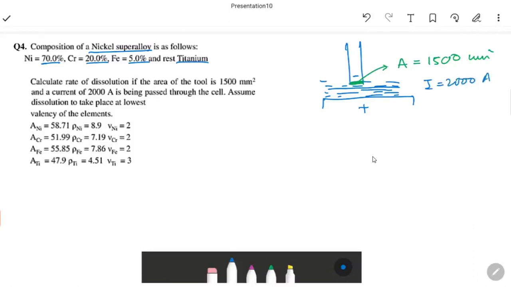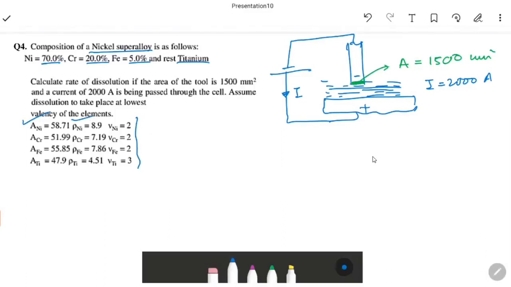Assume this is basically I. So assume dissolution to take place at lowest valency of elements. So these are the lowest valency of elements that have been specified, and also the atomic weight and the density has been specified.